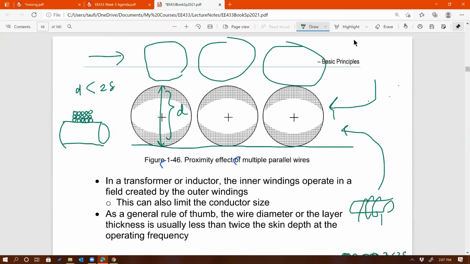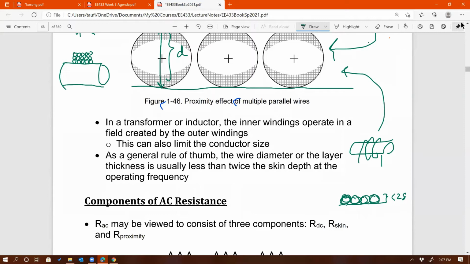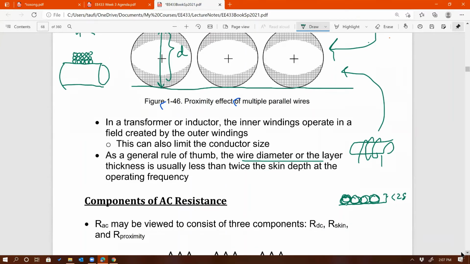Okay, so that's the implication of that general rule of thumb right there. Anybody disagrees with that? As a general rule of thumb, the wire diameter or layer thickness is usually less than twice the skin depth of the operating frequency. So that gives us a starting point on how to size the wire. Any question on this?